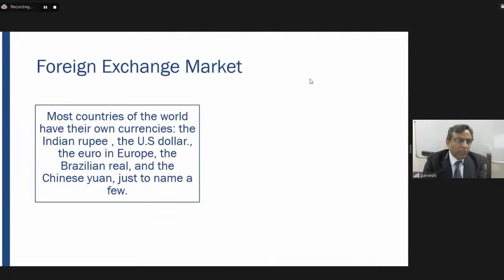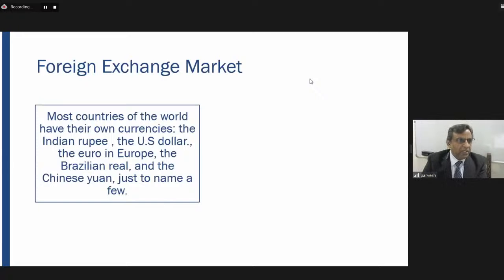Now we know that most of the countries of the world have their own. Why is there a need for the foreign currency or exchange market? Because we know that there are many currencies in the world. Most of the countries have their own currencies, like the Indian rupee in India, the US dollar in US, the euro in Europe, the Brazilian real in Brazil, and the Chinese yuan in China. So these are just to name a few.